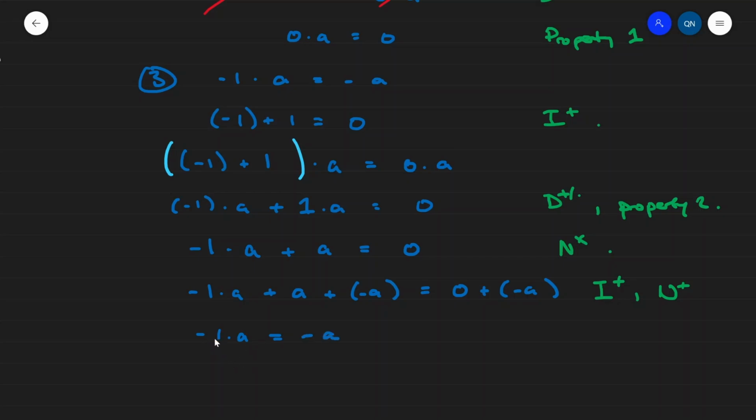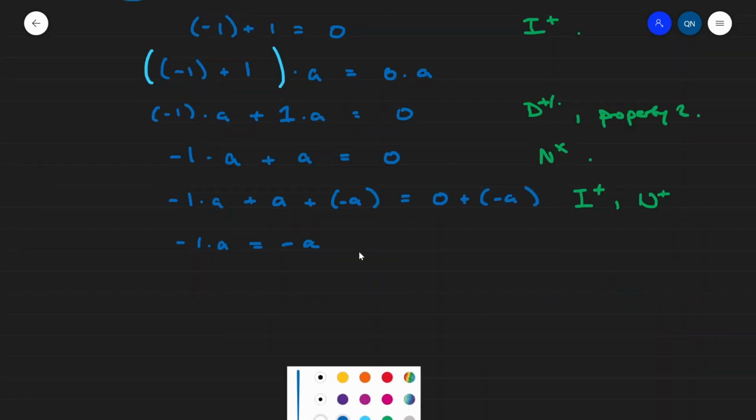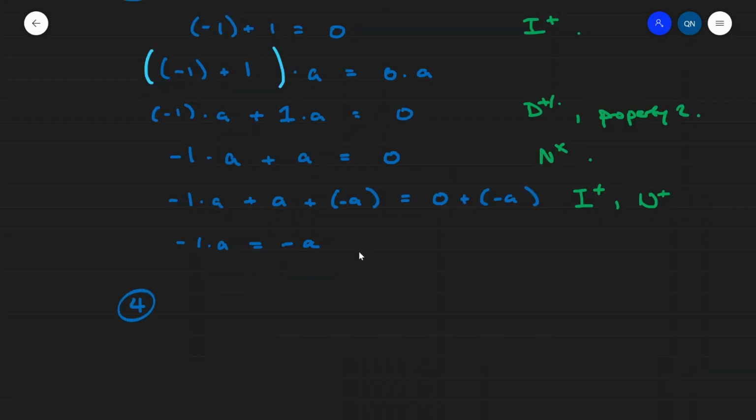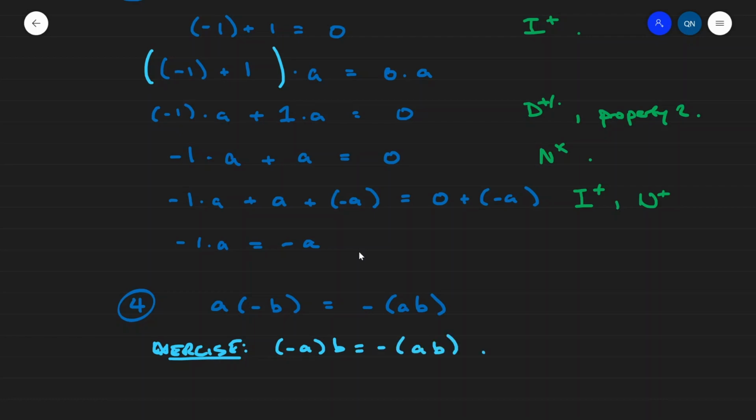If you have the additive inverse of the multiplicative identity multiplied by any element, that's just equal to the additive inverse of that element. Okay, and we've got one more property to prove for this video. So let's try to prove a times minus b is equal to negative of ab, and I'll leave it as an exercise to show that negative a times b is just negative of ab because the argument is basically identical.